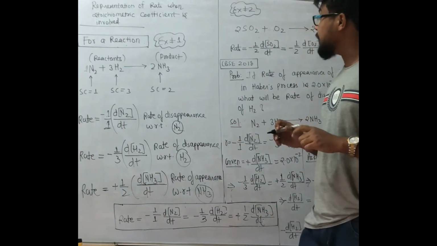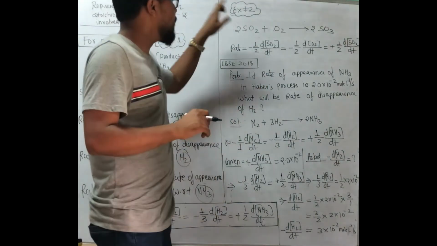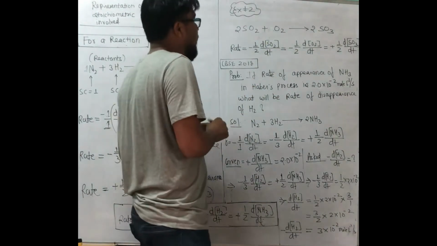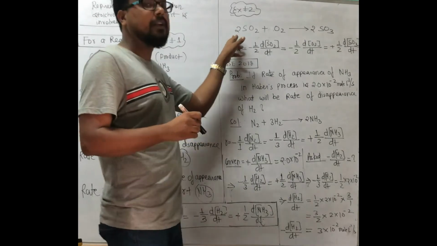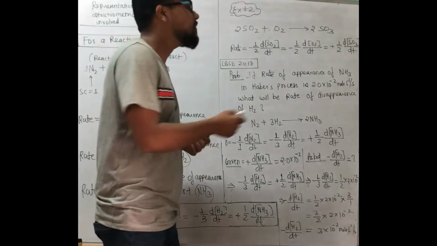So suppose we go to the next example, example number 2, where we have SO2, O2 and SO3, and here it is already given that the stoichiometric coefficient of SO2 is 2, and O2 is 1.